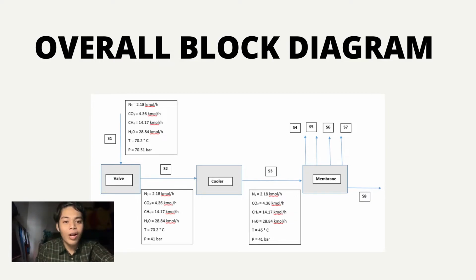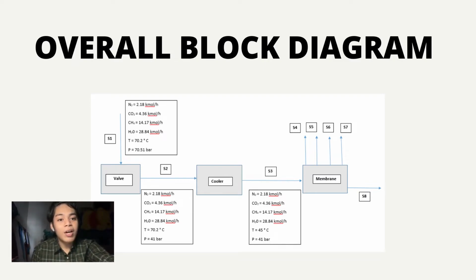Now we move on to the first objective, which is the overall block diagram. As you can see, our team has decided to use 3 equipments, which are valve, cooler and also membrane. In this block diagram, we already assume that our syngas is purified from any contaminants. So our syngas will go straight to the valve and then to the cooler before going into the membrane.